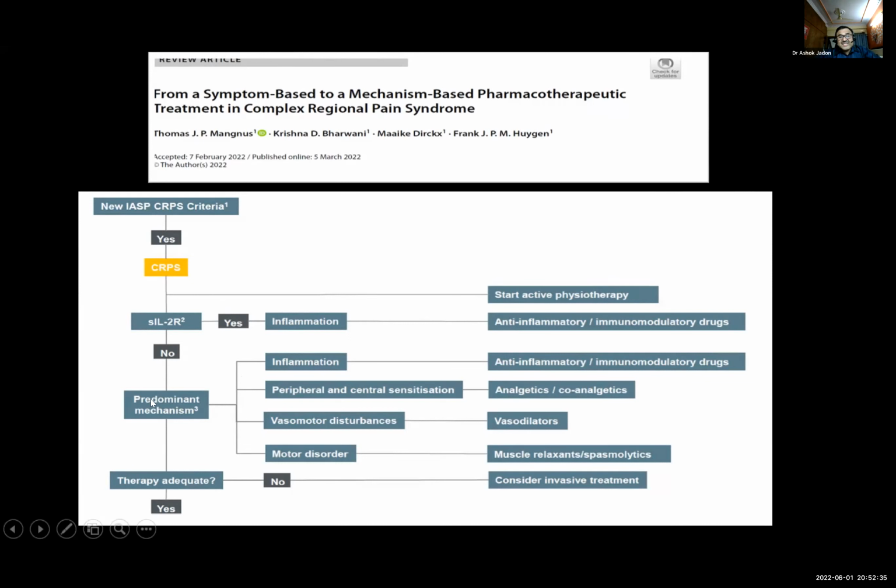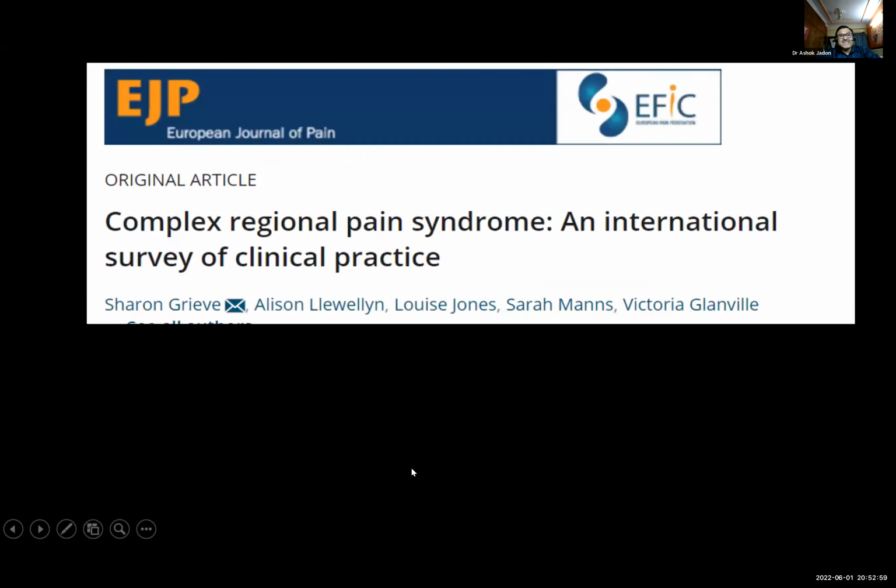And if that is not the predominant mechanism, it is clinically based, as we have already discussed: what symptoms are there, whether the limb is cold or warm, what swelling, what type of pain, how much burning. Depending on that, you can plan your analgesic. If therapy is adequate, good. If not, then you consider the minimally invasive and non-invasive treatments as already suggested in the beginning.